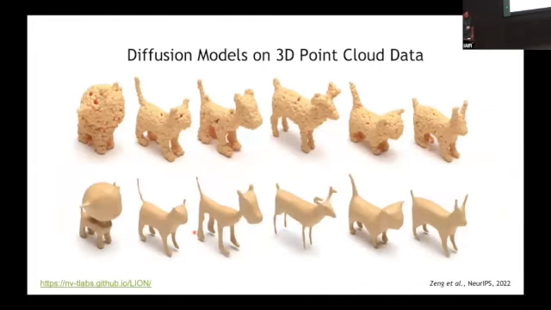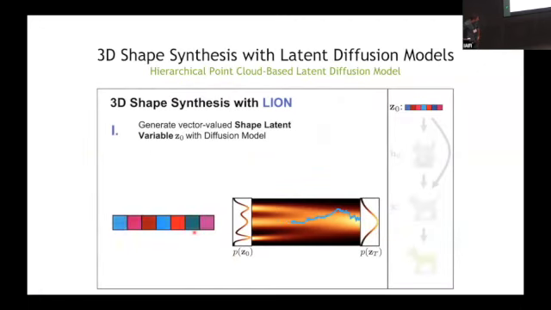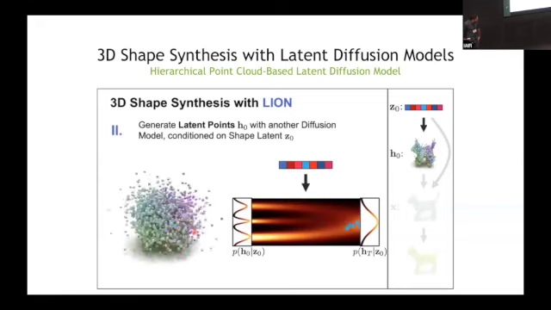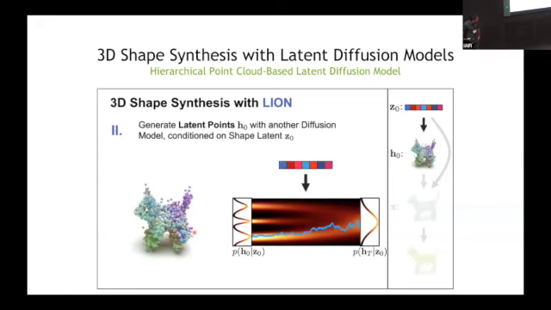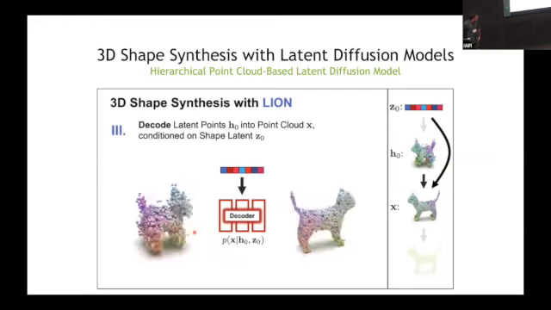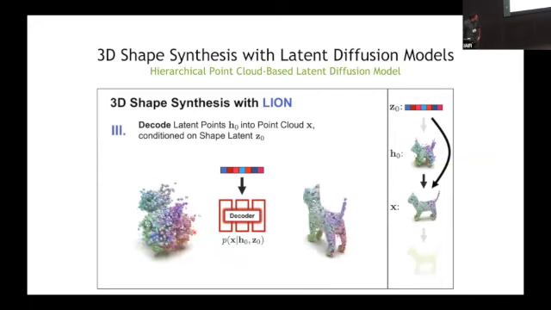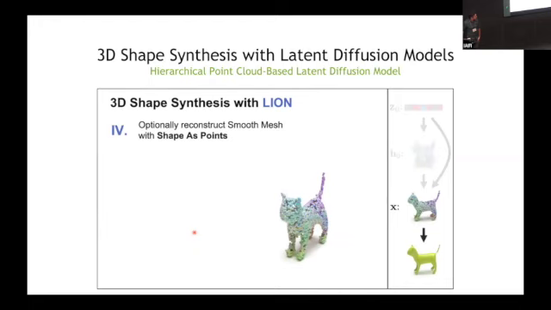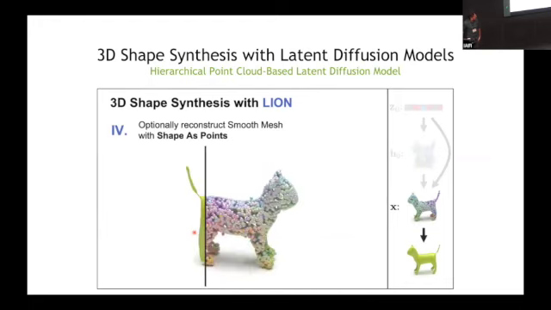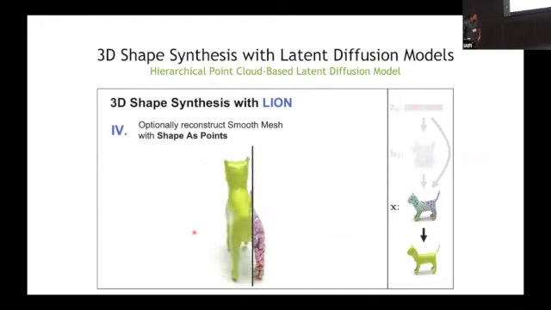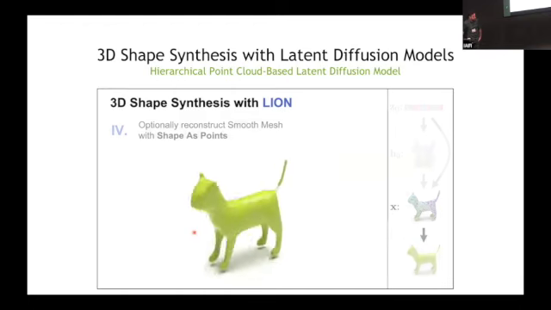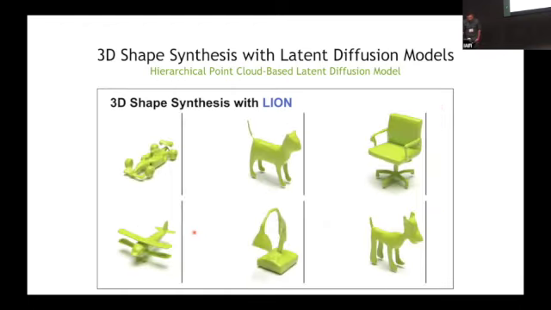Another very big topic in the field is 3D generation. You train on 3-dimensional data, so this might just be shape generation. This was also a latent diffusion model. You first generate a shape latent variable, then a noisy point cloud, then you decode it to a clean point cloud. Then you might want to reconstruct a mesh. People in graphics don't like point clouds, they prefer meshes. So this was one work that we did.